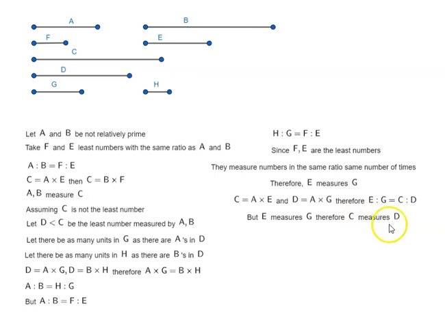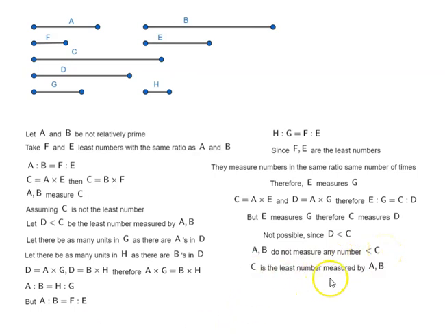But is it possible for C to measure D? Since D is less than C, C cannot measure D. So A and B do not measure any number less than C. That means C is the least number measured by A and B. That is proposition number 34 of book 7 of Euclid's Elements.